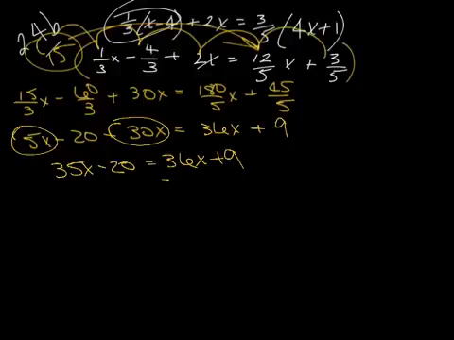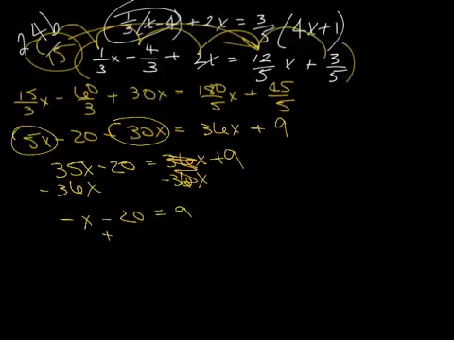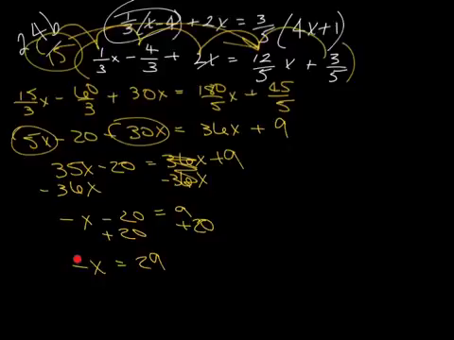And let's get the x's on the same side. So we'll subtract 36x from both sides, make that go away. So negative 1x minus 20 equals 9. Add 20, negative x equals 29. And remember what happens when you have a negative variable. You just make it positive and make everything over here the opposite. So that becomes positive, that becomes negative. So we get negative 29.